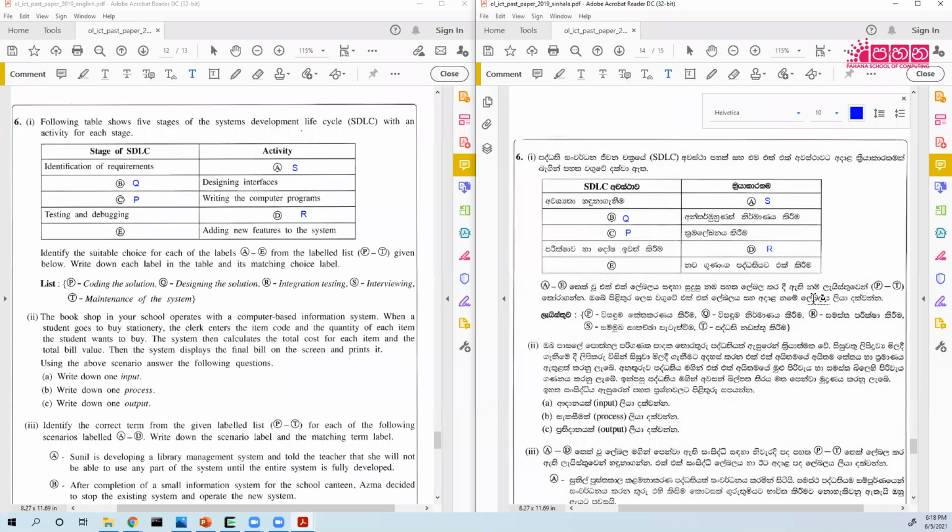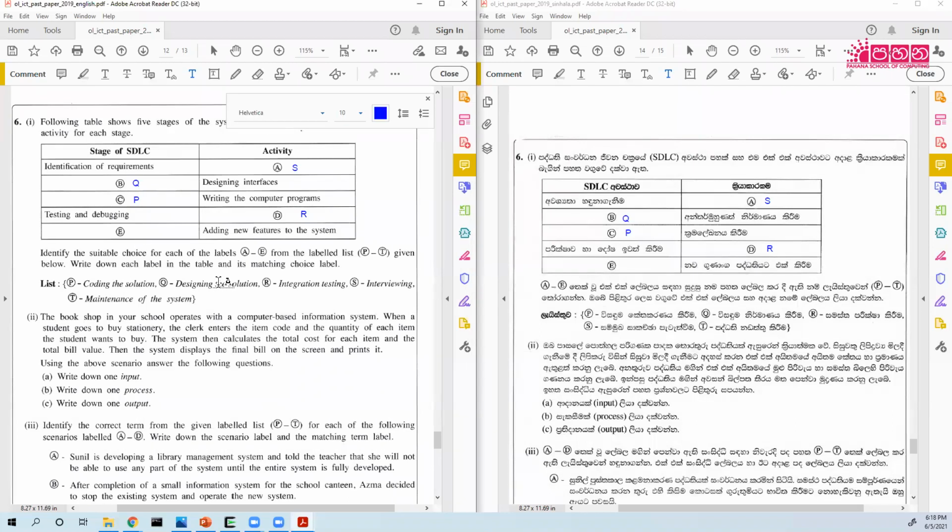Last one, right? What is left is maintenance of the system. That's the last step. So that means T.